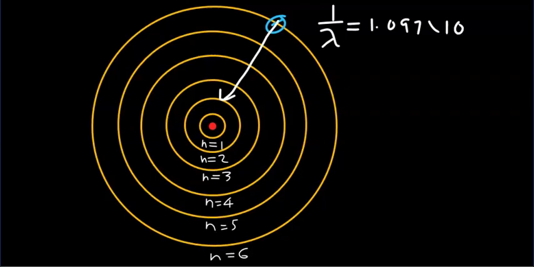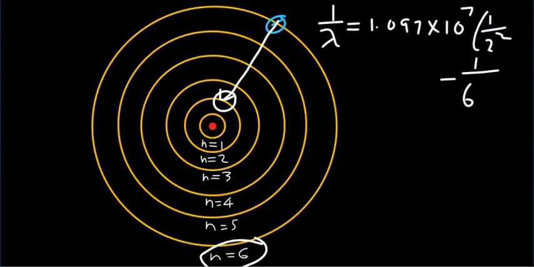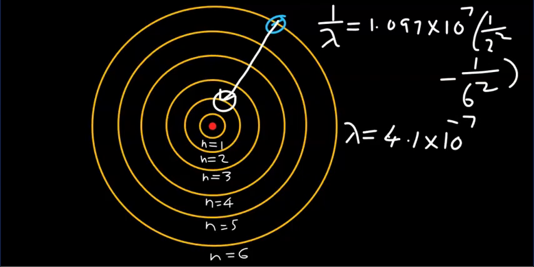1.097 times 10 to the power 7 times 1 over NF squared. So this is the final state. NF is 2, so 1 over 2 squared. And the initial state is the n equals 6 state, so 1 over 6 squared. Solving for the wavelength, you get a wavelength of about 4.1 times 10 to the power minus 7 meter, or about 410 nanometers. So the radiation emitted would have a wavelength equivalent to that number.